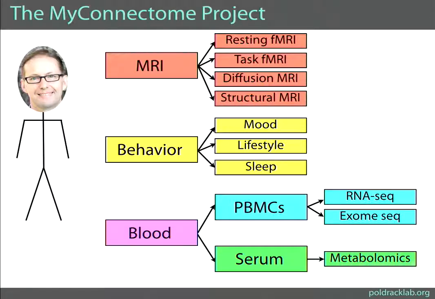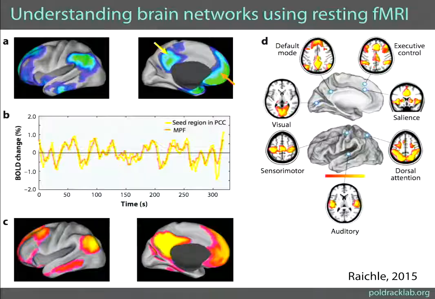for about a year and a half, which involved a bunch of different aspects of MRI. I'm going to focus on resting MRI today. A bunch of different behavioral, lifestyle, and sleep measurements. Collected blood once a week and did RNA-seq on that, which I'm not going to talk about today, but basically did pretty much everything a human can tolerate. I'm going to focus today on one particular type of measurement, which is resting fMRI.